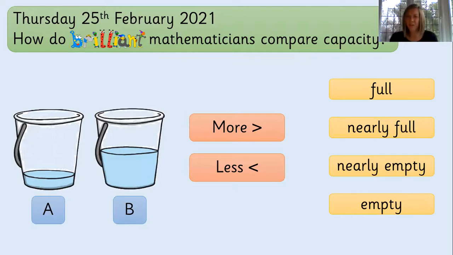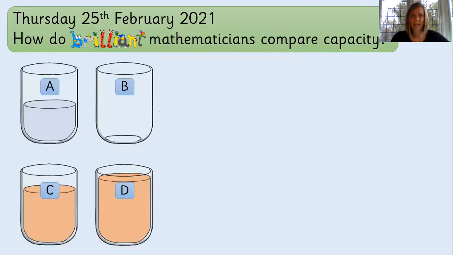So if you're feeling happy using our more and less than symbols, you might want to use those for our next part. If you're thinking, oh, I quite like just using the words more and less, then you can carry on using those words. Because we're now going to look at, whoa, a container that's A, a container that's B, a container that is C, and a container that is D.